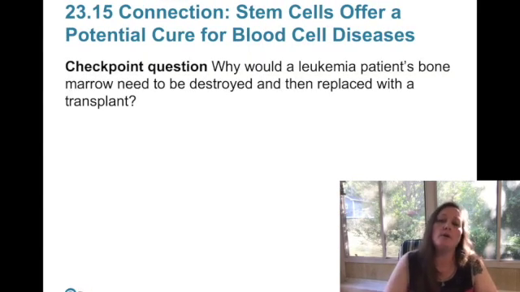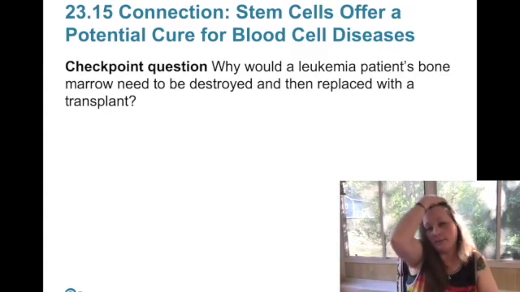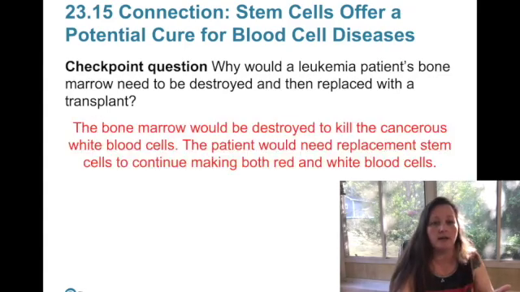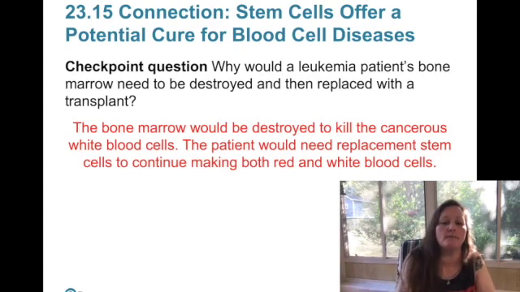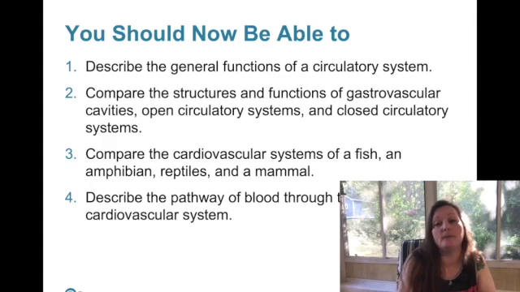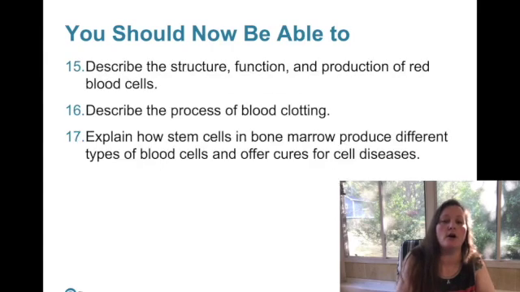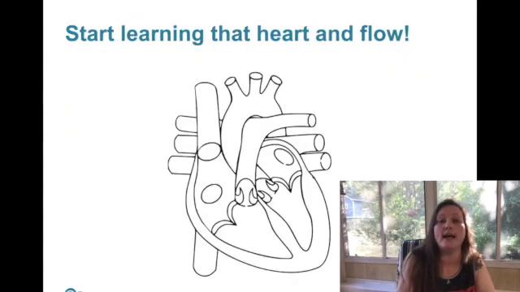So why would a leukemia patient's bone marrow need to be destroyed and then replaced with a transplant? Well, because it's not working properly. The bone marrow would be destroyed to kill the cancerous white blood cells. If it's literally all in the white blood cells, kill them, replace it, bam, you can actually do better. So that's why I really want to help. And that is it with this. We will be talking more blood later, and we will talk RH factor and stuff like that.